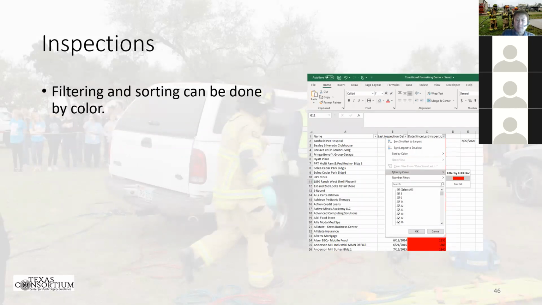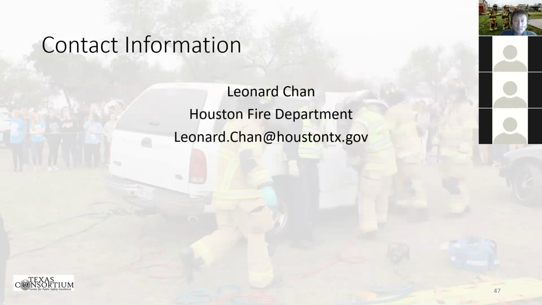Filtering and sorting can be done by color. So you don't just have to filter or sort by the text or the numbers, but you can actually filter by the color. And we'll go through the demo.